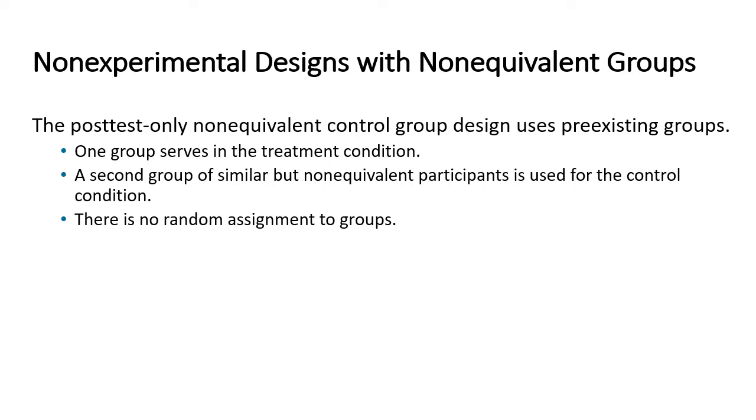So one way to do it is to look at this as the post-test only non-equivalent control group design when we use pre-existing groups. One group serves as a treatment condition, and a second group of similar but non-equivalent participants is used for the control condition, but the big thing here is there's no random assignment to groups.